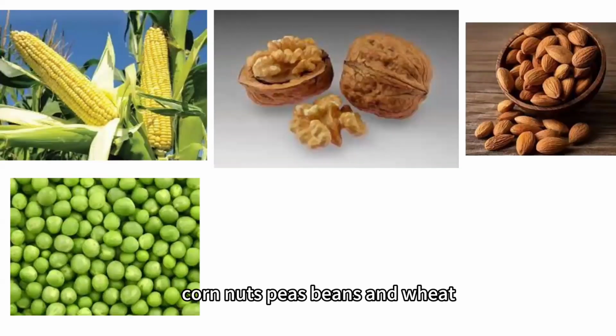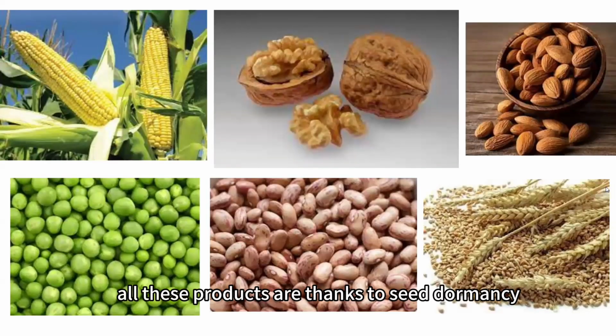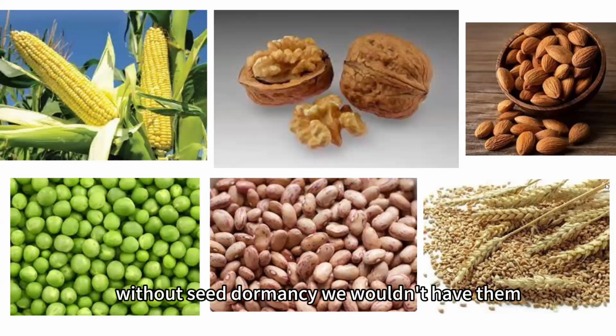Many of the foods we rely on in our everyday lives wouldn't be possible without seed dormancy. Corn, nuts, peas, beans, and wheat. All these products are thanks to seed dormancy. Without seed dormancy, we wouldn't have them.